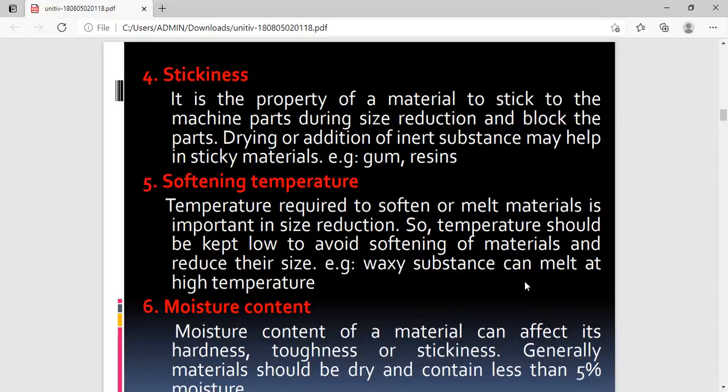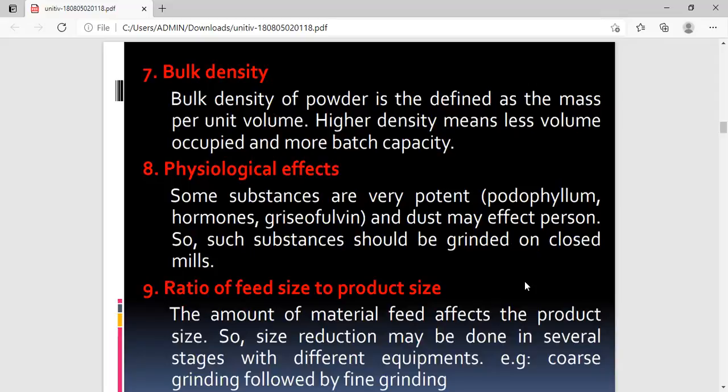So then other important thing is moisture content. Moisture content of a material can affect its hardness, toughness or stickiness. Generally, materials should be dry and contain less than 5% of the moisture before they can be crushed.